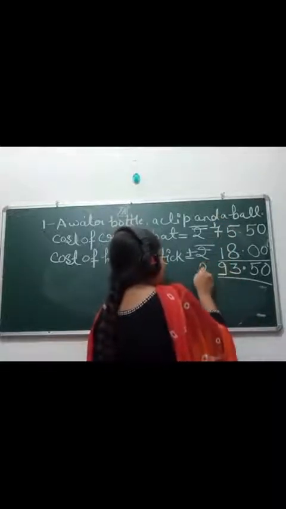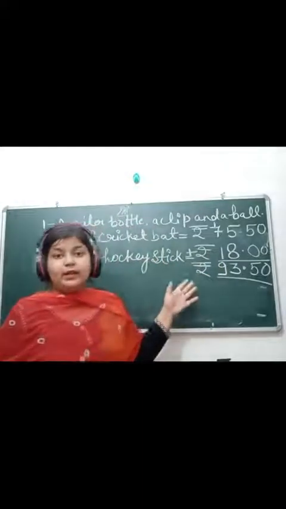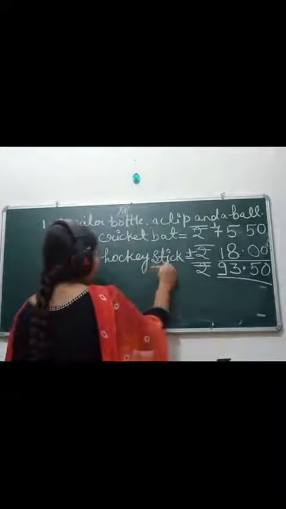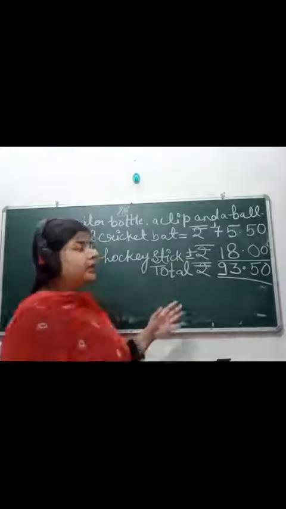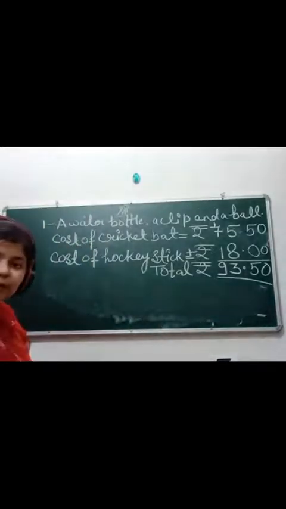So our answer is 93 rupees and 50 paise. 93 rupees and 50 paise is our total cost. Okay. So the total is 93 rupees and 50 paise. Note it down. Come on, note it down.